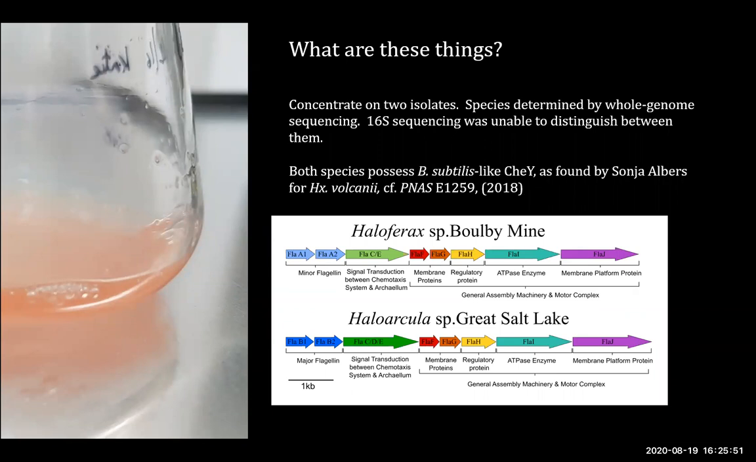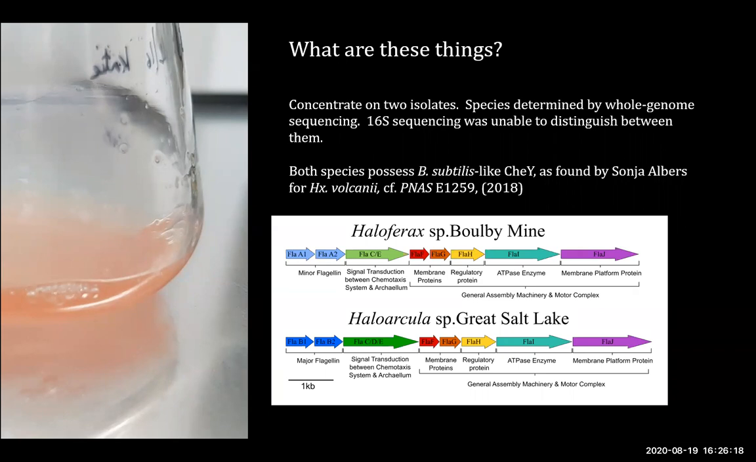And the nice thing is that these are both archaeal samples. I've shown part of the gene assembly at the bottom of this picture: Halopharax species from Boulby Mine and Haloarchaea species from the Great Salt Lake. Because we can read off the whole genome, we can find what the different components of the cells are. We can see that not only do they have motors, as we would expect from motile archaea, we can also see where they've got chemosensory components floating around.